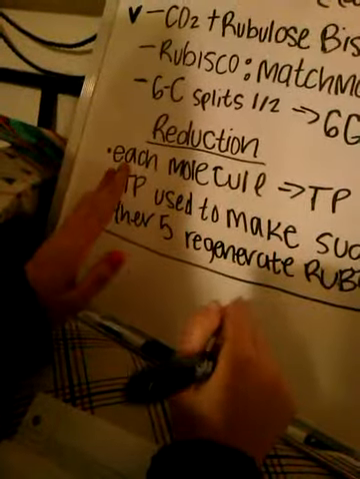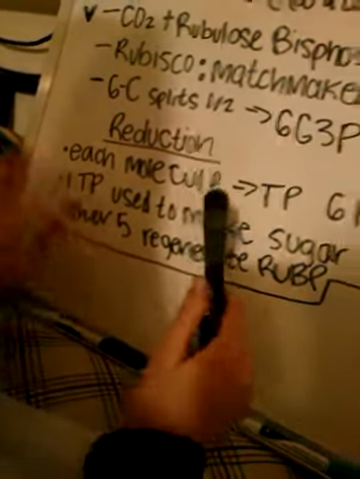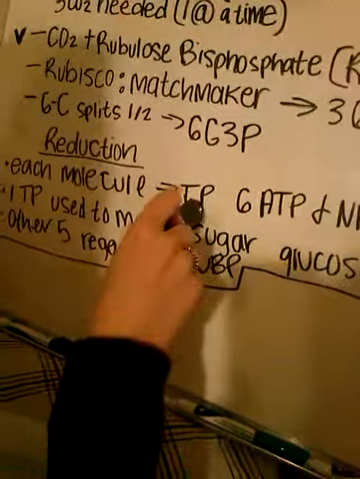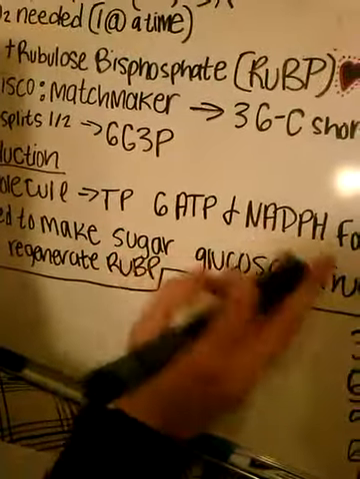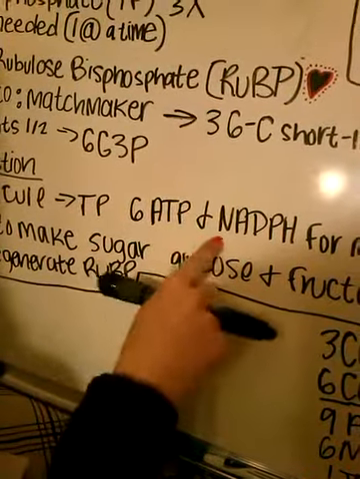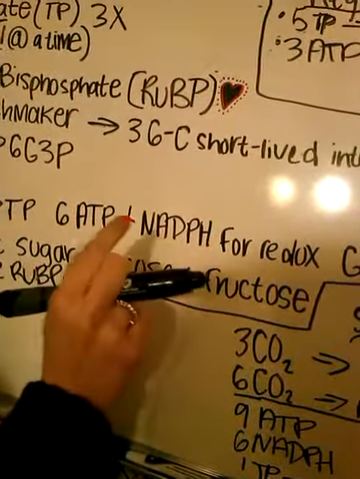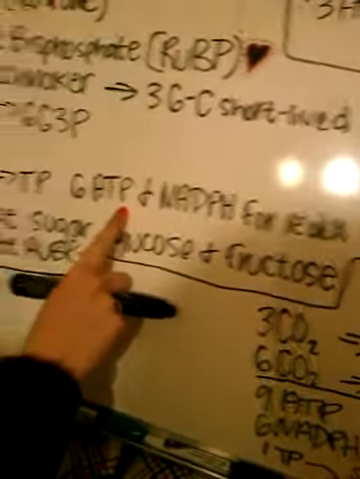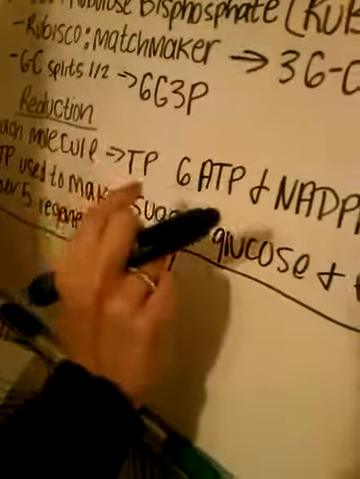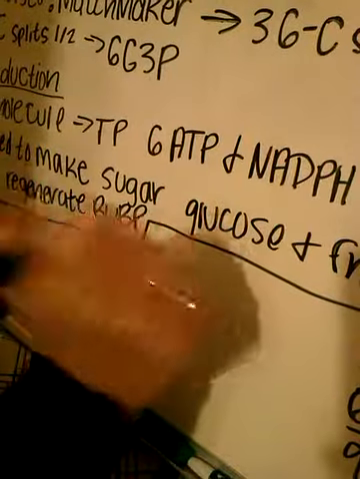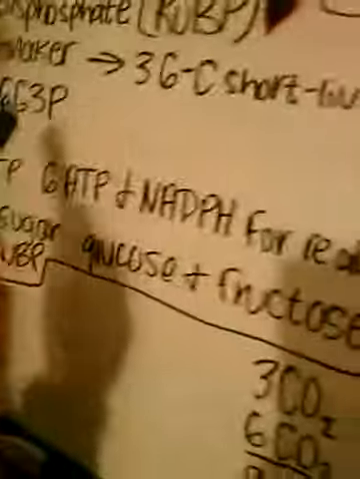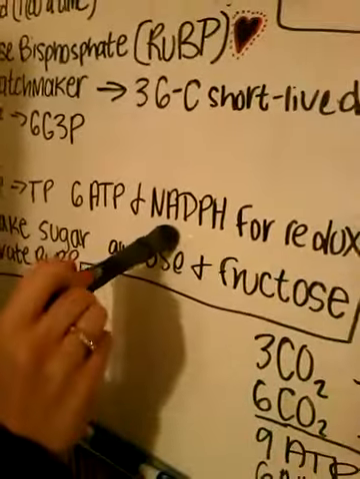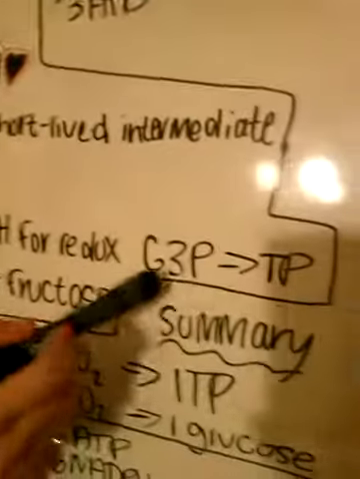Alright. So, reduction. Each molecule is converted into triose phosphate, and you need 6 ATP and NADPH for this. That was made back in the light dependent reactions, by our good friend ATP synthase. Exactly. And these two will convert the G3P into triose phosphate.